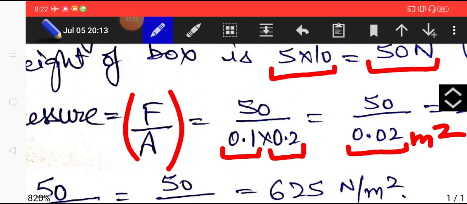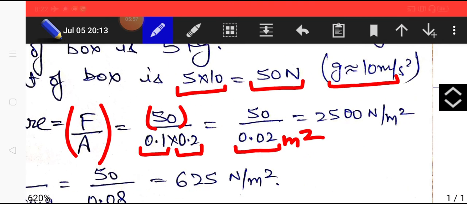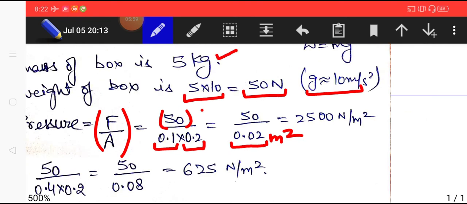सो अगर हम फोर्स को एरिया से डिवाइड करेंगे तो आप एक चीज़ का ध्यान रखो यहाँ पे कि हम एसआई यूनिट में काम कर रहे हैं, इसलिए हमने वेट को न्यूटन में लिया और एरिया को मीटर स्क्वायर में लिया.